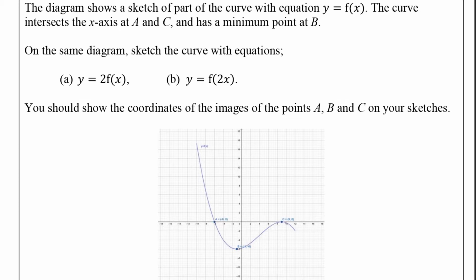Let's illustrate this with an example which may look a little familiar to you if you've watched the video about translations. The diagram shows a sketch of part of the curve with equation y equals f of x. The curve intersects the x-axis at A and C and has a minimum point at B. On the same diagram, sketch the curve with equations, firstly, y is 2f of x, and then y is f of 2x. We should show the coordinates of the images of the points A, B, and C on your sketches.